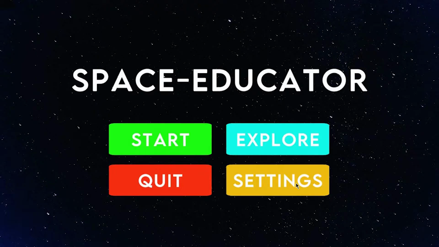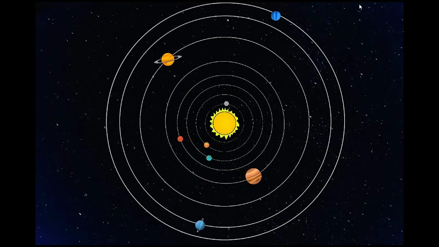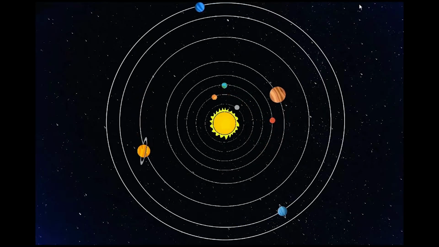So now we'll be showing a small demonstration of how our game is supposed to work. So first I'll be showing you how the offline part of the game is going to work. So once you're in the main menu, you gotta press the start button, which will then take you to our solar system. Once you're here, you can click on any planet you want and it'll give you information about the planet.